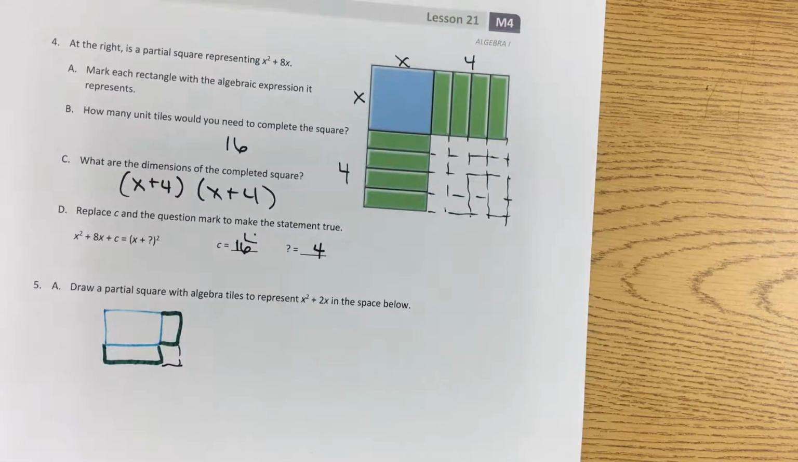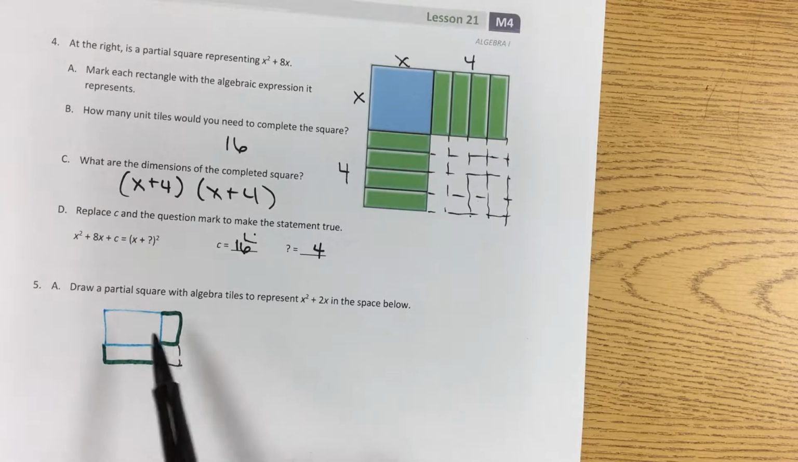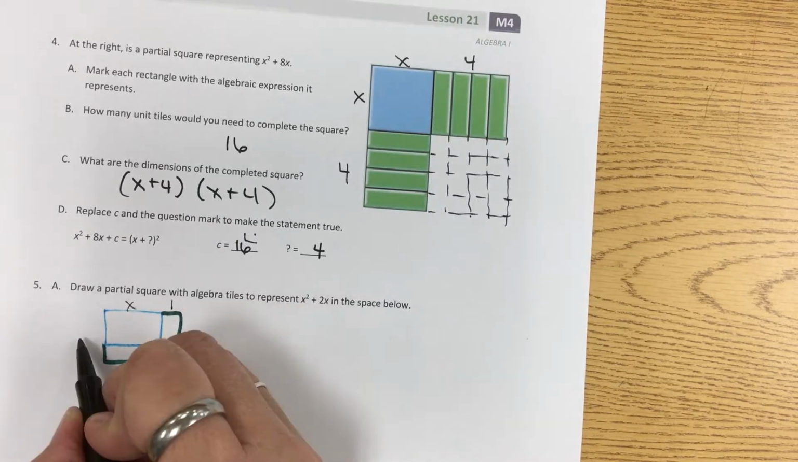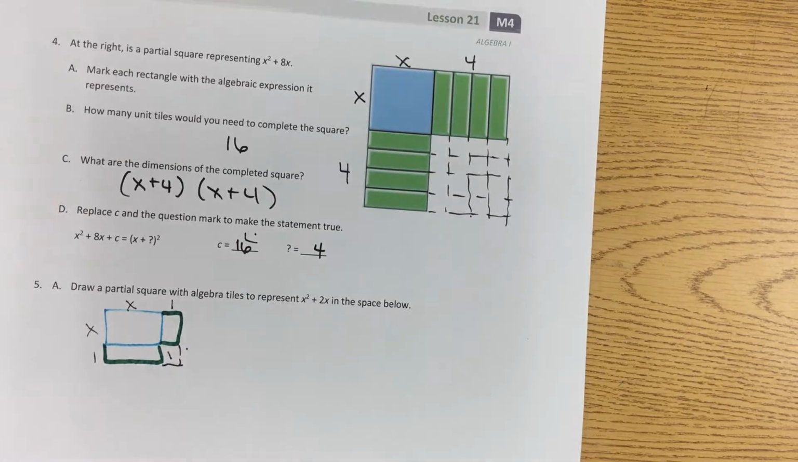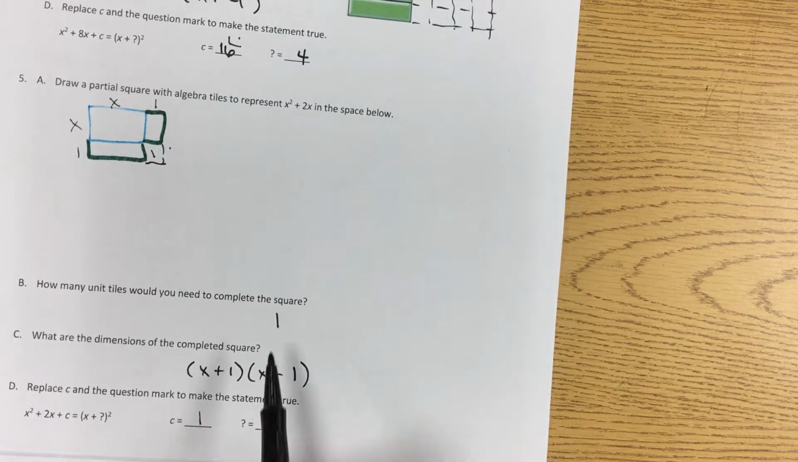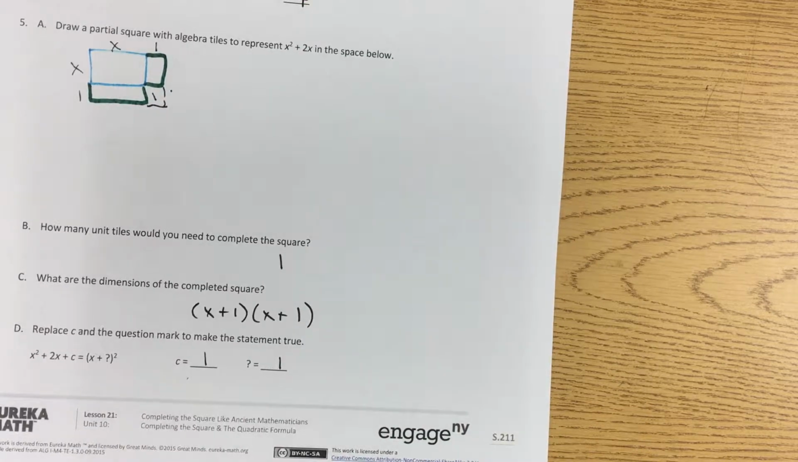On this one down here, hopefully you noticed that half of 2 is going to get us 1. So this right here would have been x plus 1, x plus 1. Then we would have had a 1 by 1, which is 1. So over here, I have how many units? 1. It's x plus 1 and x plus 1. My c value is 1, and my question mark is 1.